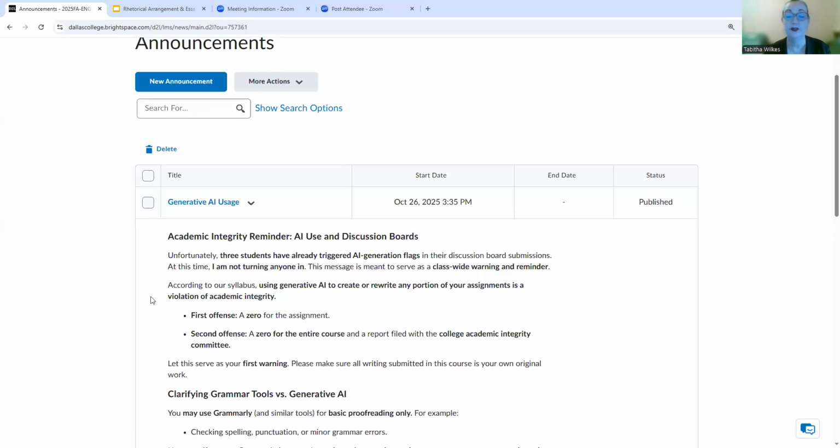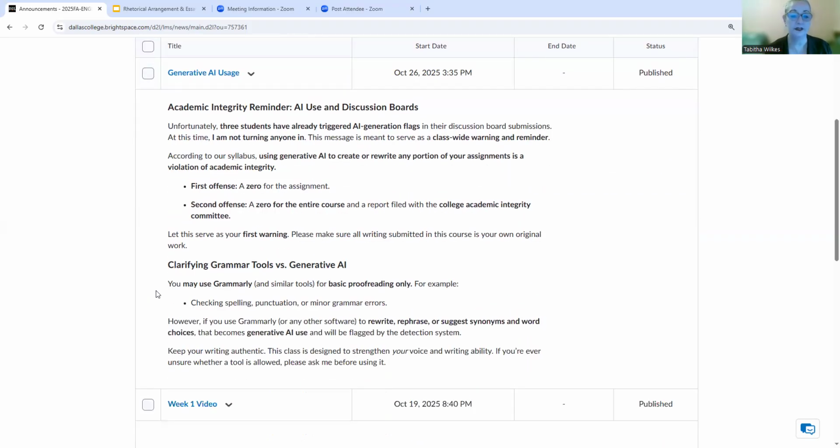The second offense is a 0 for the entire course if it has been determined that you have used generative AI to create an assignment. And so I wanted to clarify, this is something some students get confused about. We are allowed to use Grammarly. Grammarly is an editing and revising software. So we have to put some boundaries on that. What this means is, yes, you may use Grammarly or other similar tools to edit, and those would be minor edits. You can use them to check your spelling. You can use them to add a comma. You can use them for minor grammatical errors.